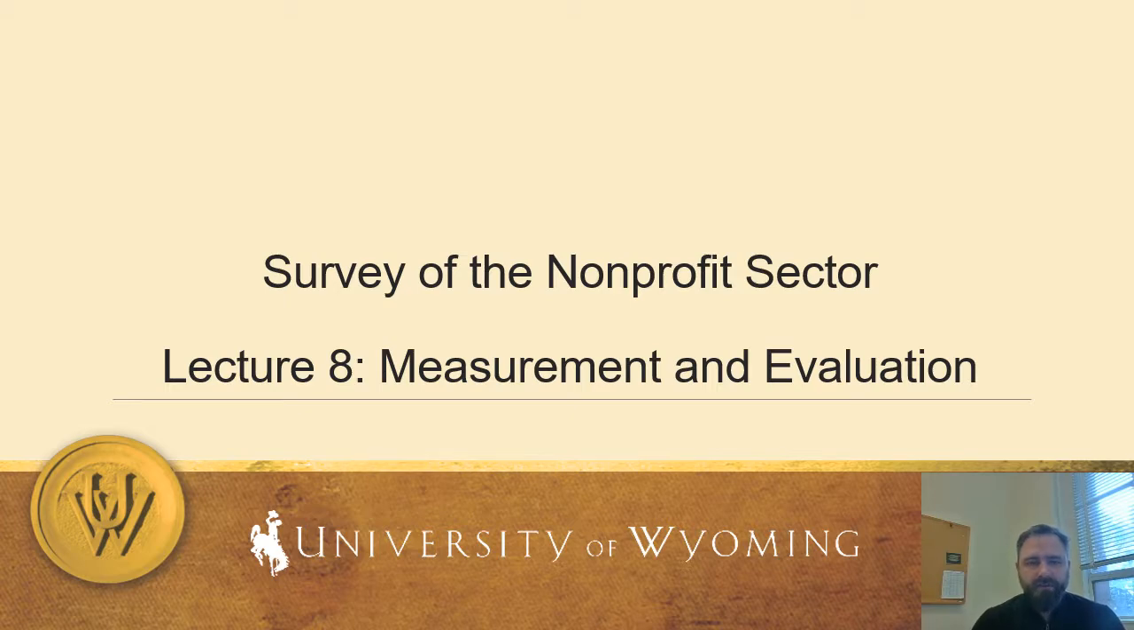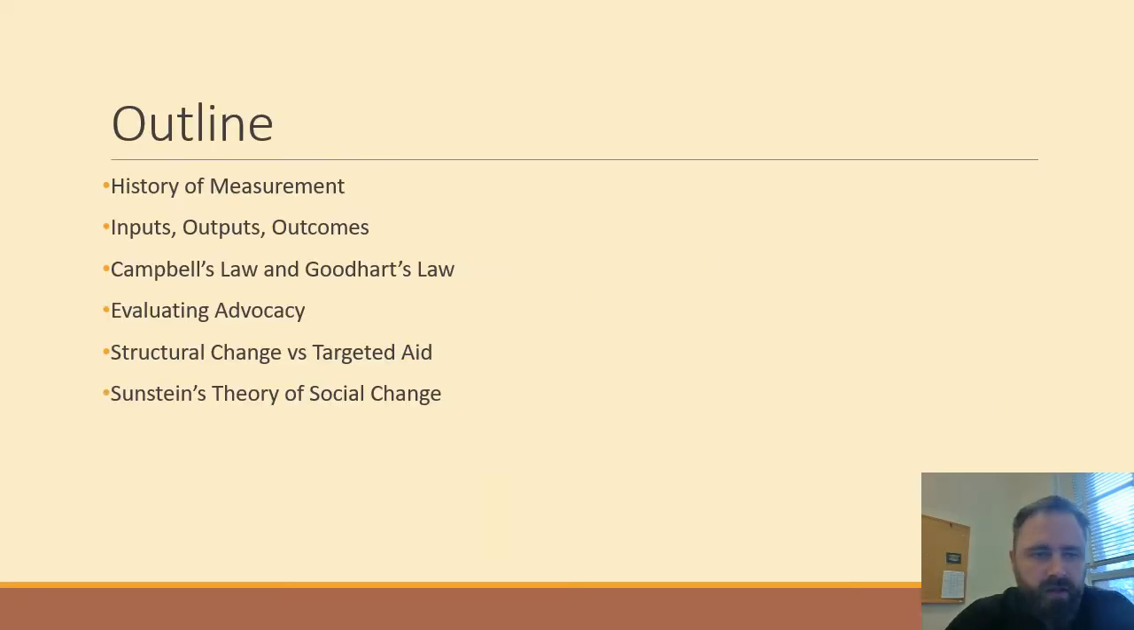Okay, this is Survey of the Nonprofit Sector, Lecture 8, Measurement and Evaluation. Outline for this lecture, we're going to first talk a bit about the history of measurement, define inputs, outputs, and outcomes, talk about Campbell's Law and Goodhart's Law, differentiate evaluating advocacy from traditional evaluation of service providing nonprofits. Then we're going to talk a bit about structural change and its benefits as opposed to targeted aid. And then we're going to end with Sunstein's theory of social change.